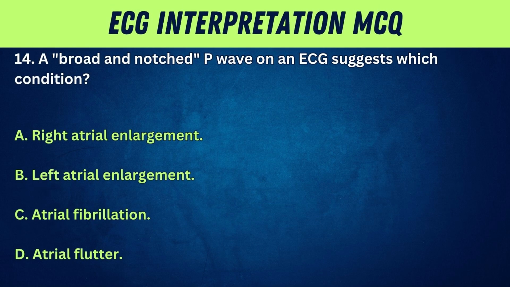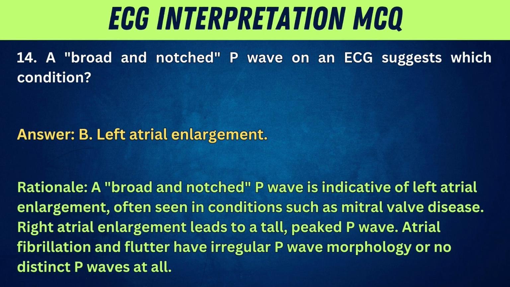14. A broad and notched P wave on an ECG suggests which condition? A. Right atrial enlargement. B. Left atrial enlargement. C. Atrial fibrillation. D. Atrial flutter. Answer: B. Left atrial enlargement. Rationale: a broad and notched P wave is indicative of left atrial enlargement, often seen in conditions such as mitral valve disease. Right atrial enlargement leads to a tall, peaked P wave. Atrial fibrillation and flutter have irregular P wave morphology, or no distinct P waves at all.